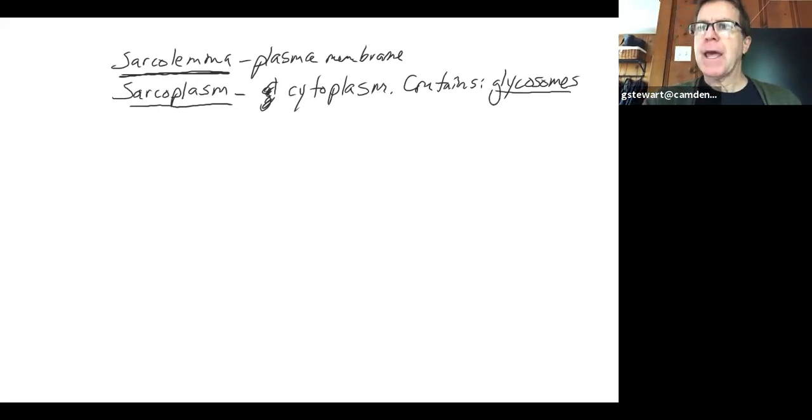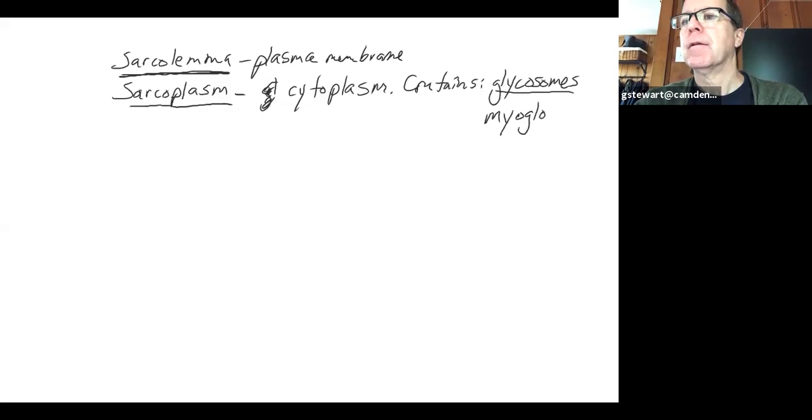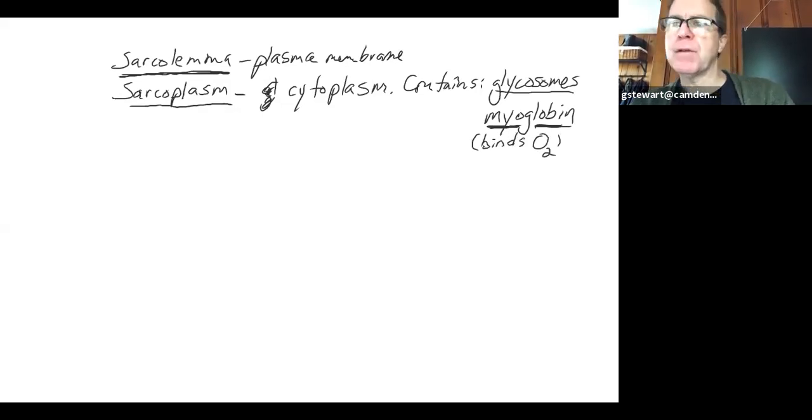It also contains myoglobin. This is a muscle form, myo, of hemoglobin that binds oxygen. We have hemoglobin in our blood that binds oxygen. Myoglobin in muscle cells also binds and stores oxygen. And it, just like hemoglobin, when oxygen is bound to it, it turns a bright red.